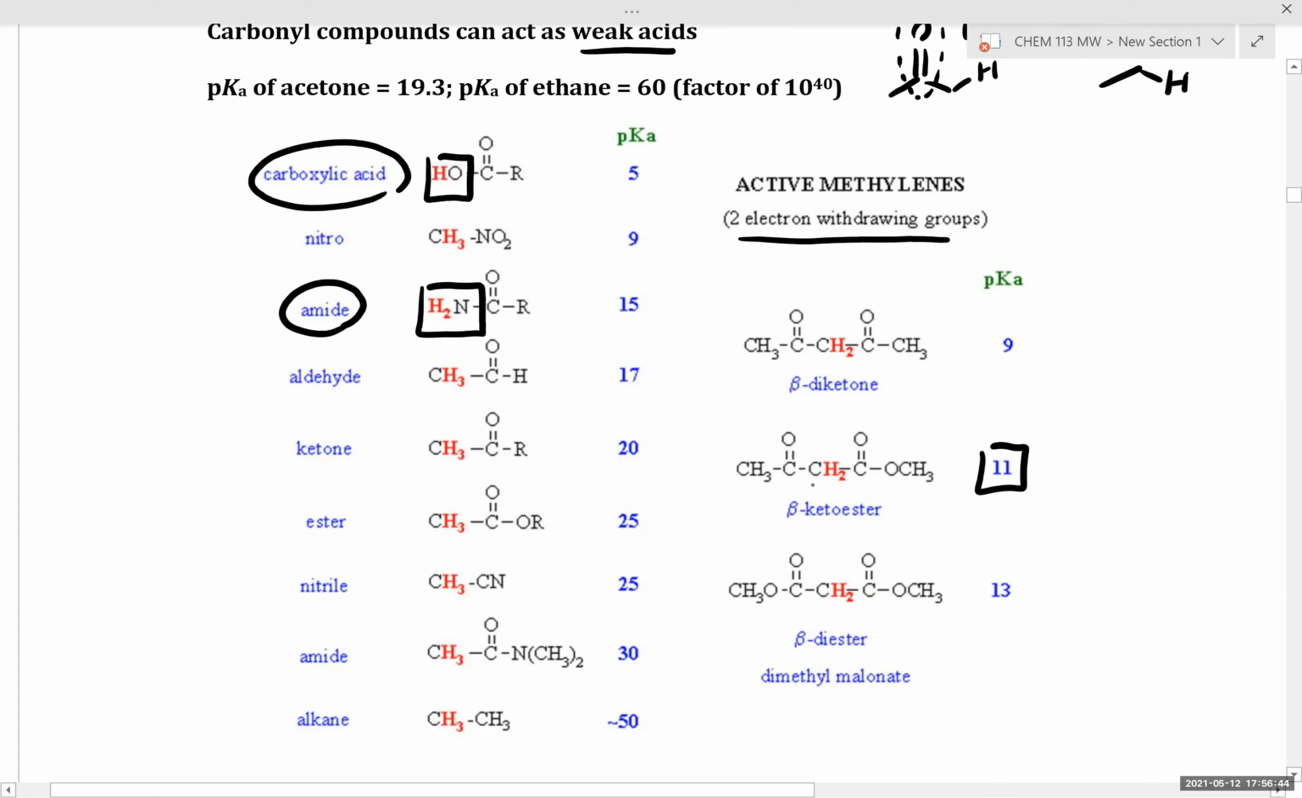Does this discussion of pKa make sense to everyone? I'd like you to just have this table as a reference to help you decide what base is necessary to generate an enolate for many of these carbonyl derivatives.